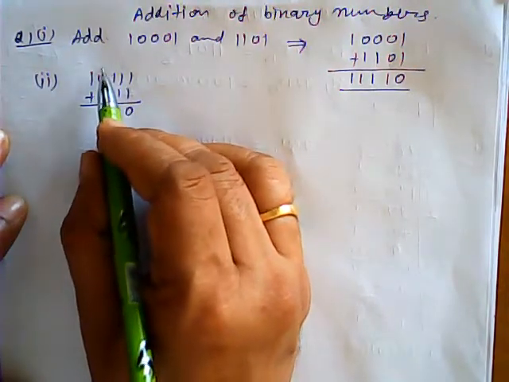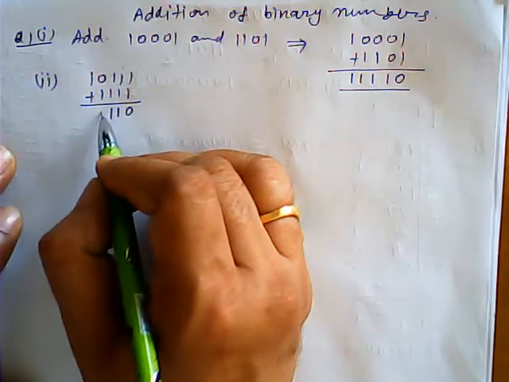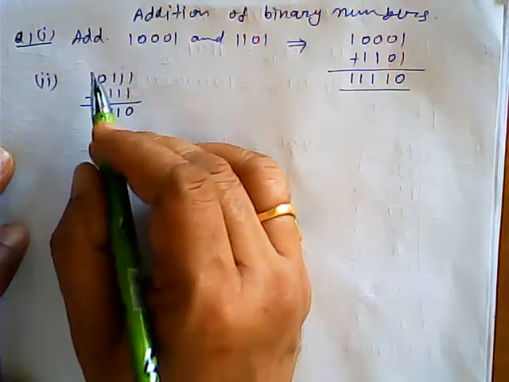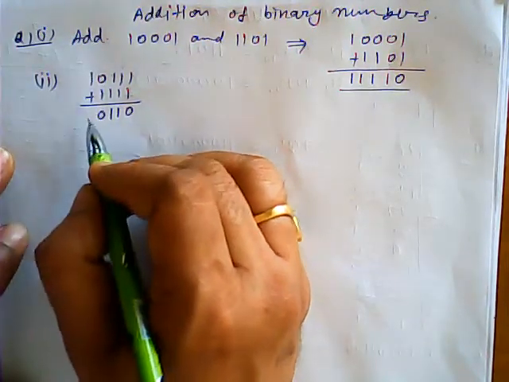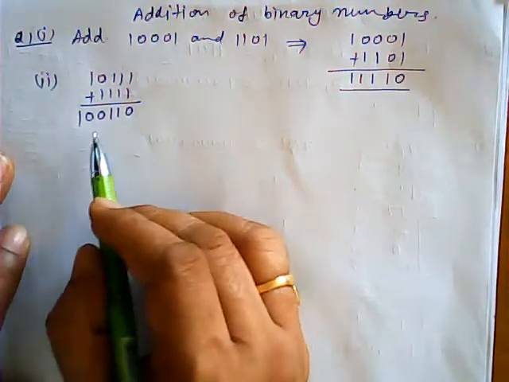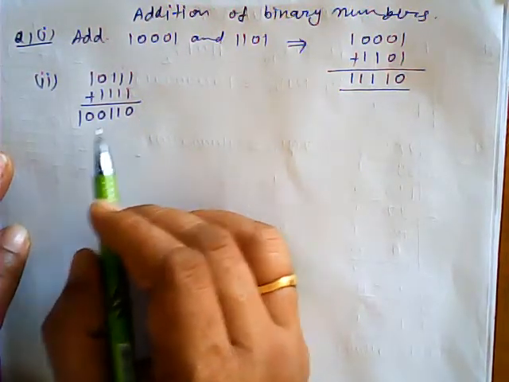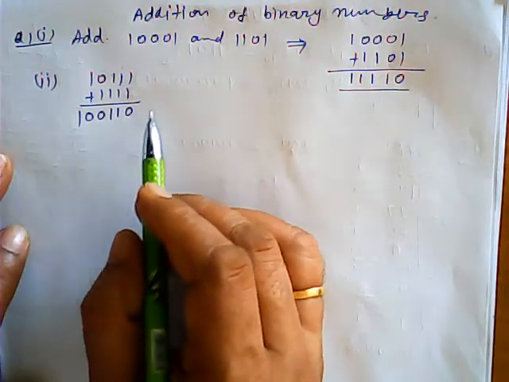1 is carried over. So 1 plus 1 is 2. 2 when divided by 2 will be 0. 1 carry 1, or 1 plus 1 is 2. 2 divided by 2 will give 0, and here is 1. The result is 100110.